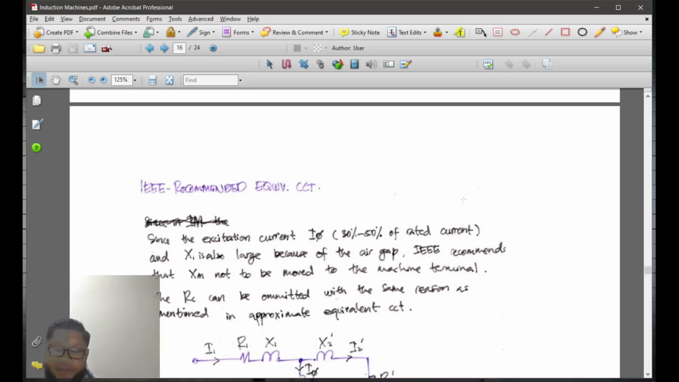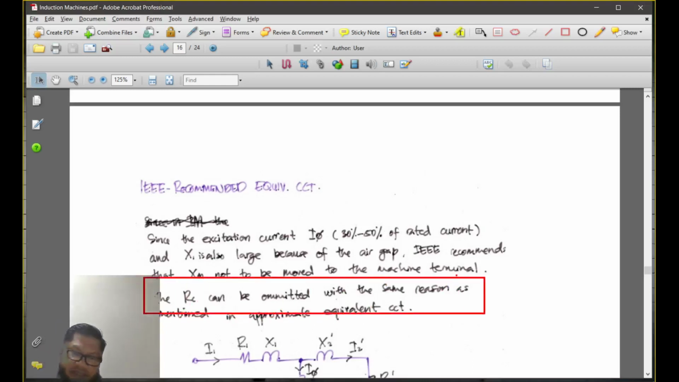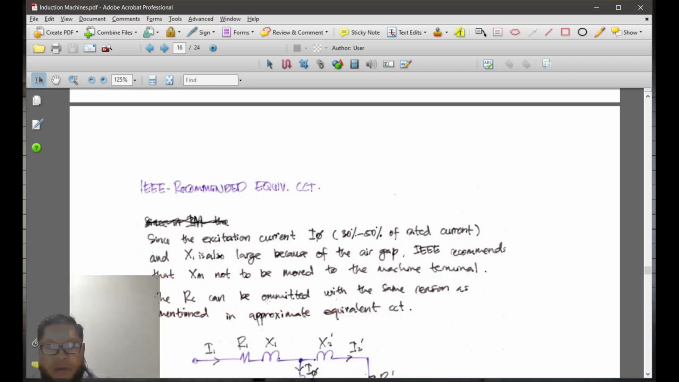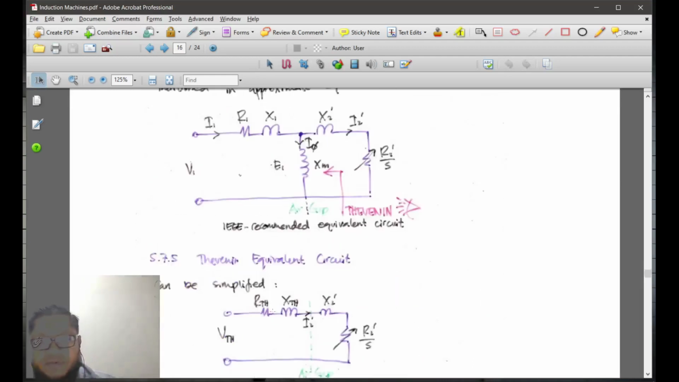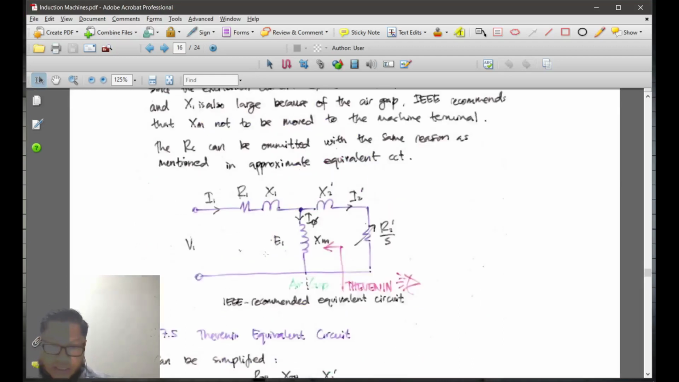Okay, so X1 is also large because of the air gap, right? Since the core current is 30% of the operating current, you can remove RC. RC can be measured with the same resistance as mentioned in the circuit. So RC can be removed, and what you see is only R1, X1, XM, X prime 2, R prime 2.